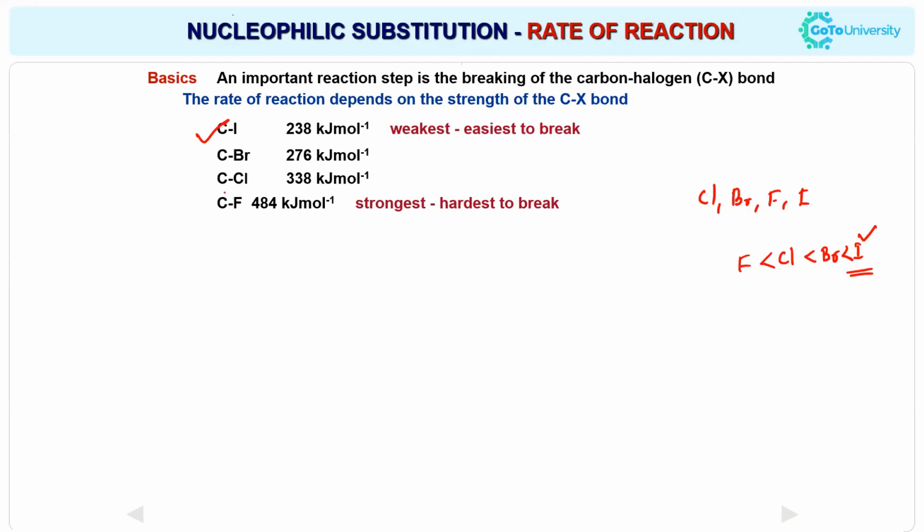And see the bond energy. This one has the lowest value. Which one? The carbon-iodine bond. That's why they are good leaving groups. Okay.